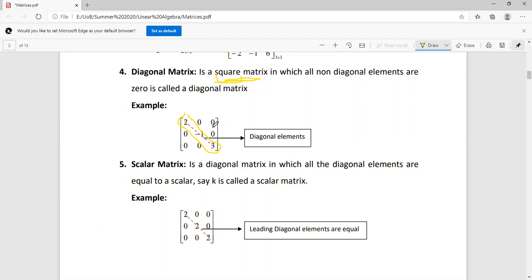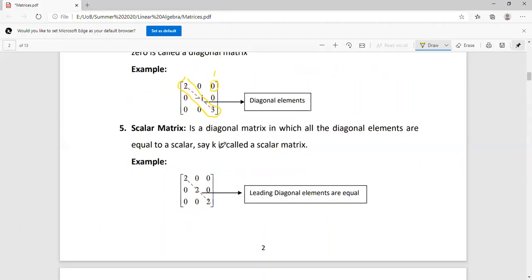Even if one of the off-diagonal elements is not zero, for example, this number is 1, then I will not call it a diagonal matrix. So all elements which are not on the diagonal should be zero. Got it? Now another matrix whose all diagonal elements are equal.